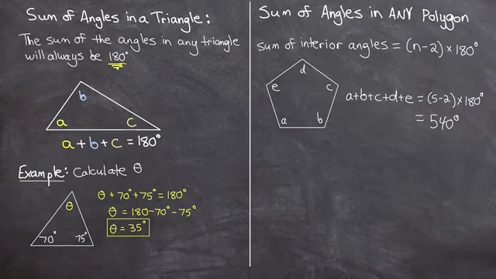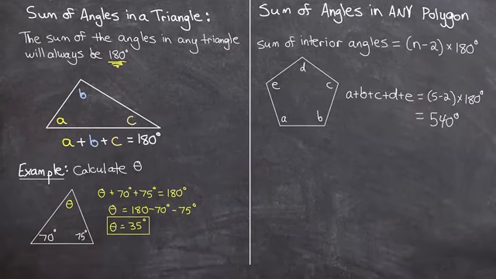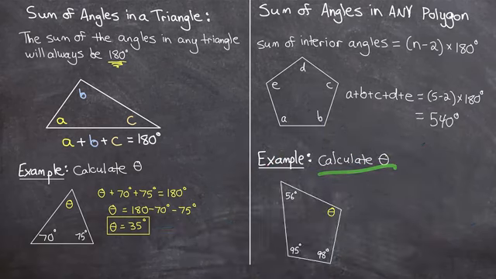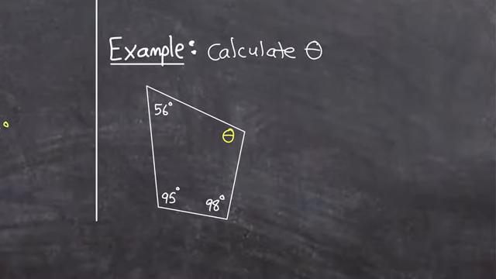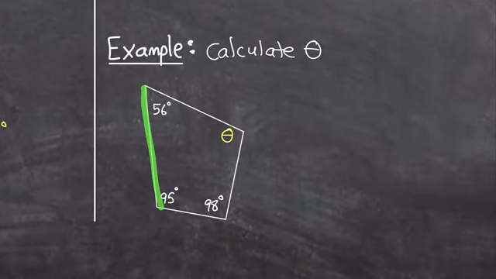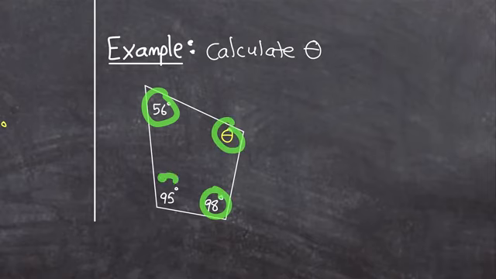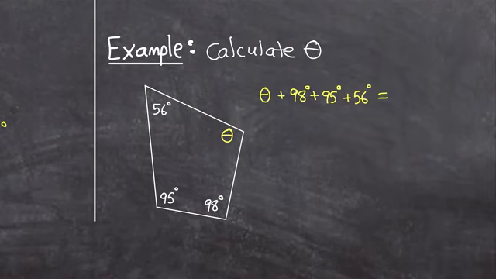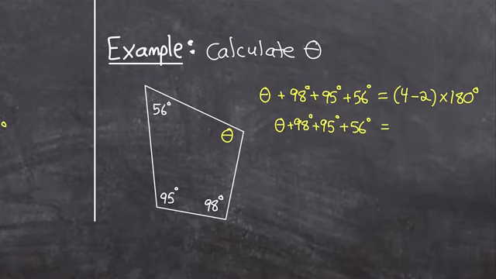And now let's do an example where we calculate the measure of an interior angle inside of a 4-sided polygon. In this example, we have to calculate angle theta. So let me zoom in on this polygon. And because this polygon has 4 sides, I know that the sum of the 4 interior angles would be equal to n minus 2 times 180 degrees. So in this case, the number of sides is 4, so 4 minus 2 times 180 degrees. So the sum of the 4 angles would be equal to 2 times 180, which is 360 degrees.